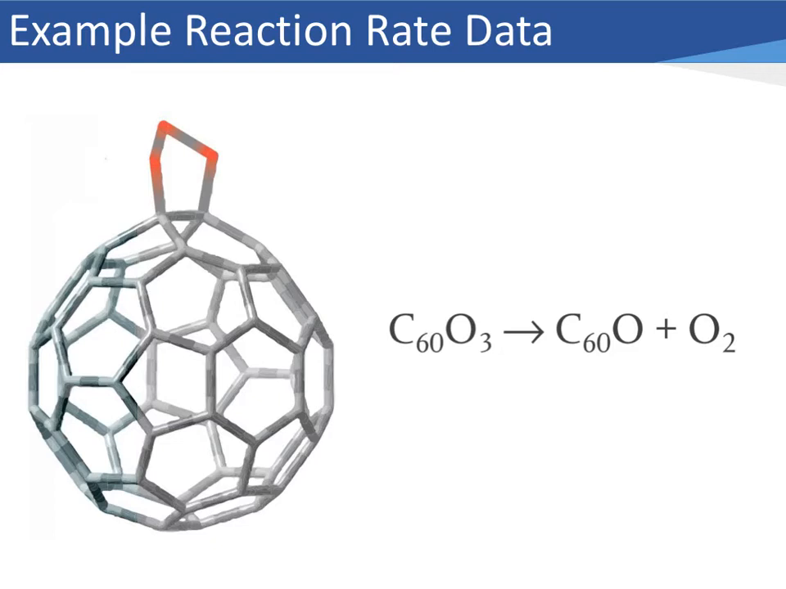So let's look at some example reaction rate data. Fullerenes, remember those? C60, with each carbon bonded to 3 other carbons, sp2 hybridization. There is a particular form of a fullerene that can have 3 oxygen atoms in a loop above, attached to these 2 carbons. It can be oxidized relatively easily to form C60 with only 1 oxygen. It can be reduced to form C60 with 1 oxygen plus O2.